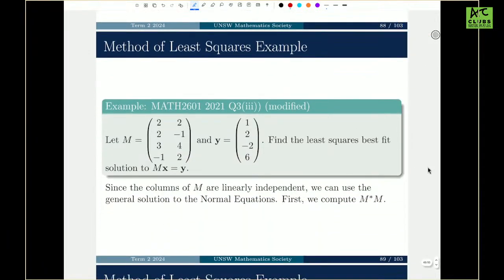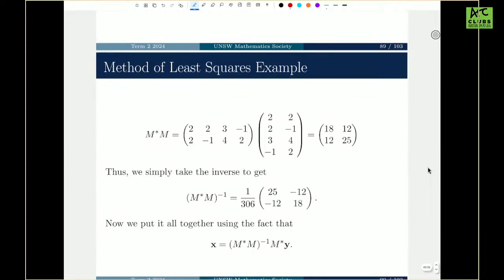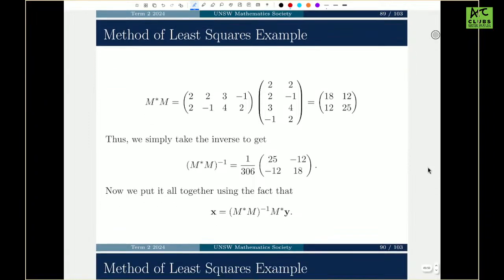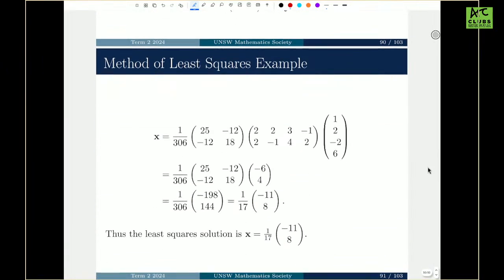So we calculate M star M. We take the inverse, so divide through by the determinant, switch the diagonals, and multiply the other terms by -1. Now we put this all together by multiplying this by M star and then multiplying by y. With a bit of matrix multiplication, we get this, and then you can simplify it to this. So our least squares solution is just this.